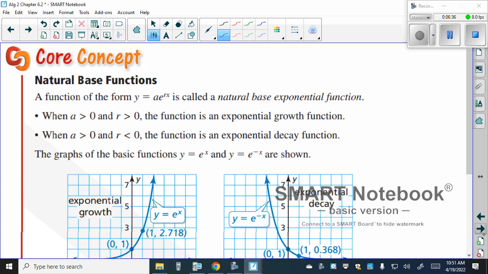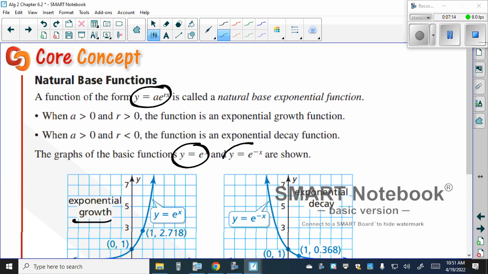Now we can still consider these functions as either exponential growth or exponential decay. They come in the form y equals a e to the rx. It's called a natural base exponential function. Now e, as we already said, is 2 point something. It's greater than 1, yes? So by definition, y equals e to the x would be considered what? Exponential growth. Well, there's no real way for us to change the value of e because e is set, it's a constant term.